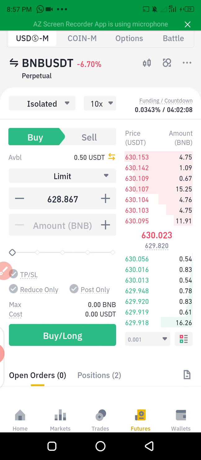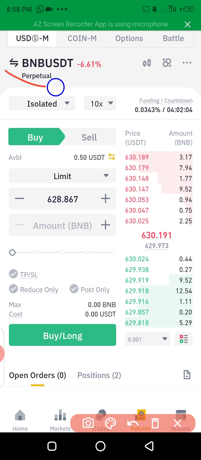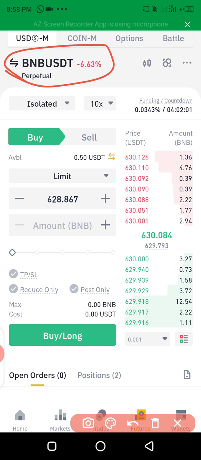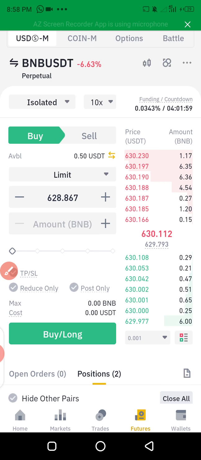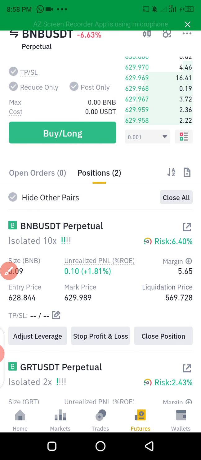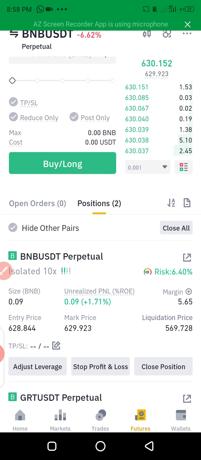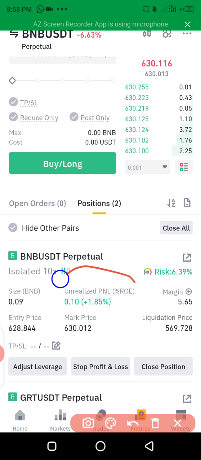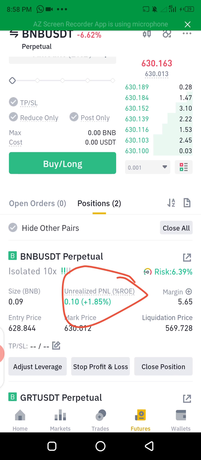I'm using Binance Exchange as a typical example, so I decided to use BNB USDT. I've promised to explain how to place another. This is my position that I opened with BNB USDT. I just opened it now, so let me close this position and reopen it.